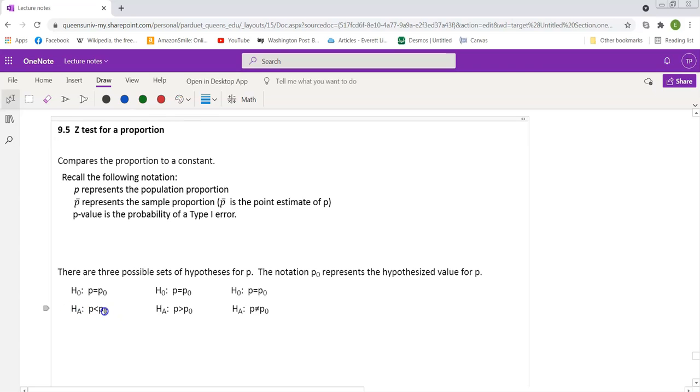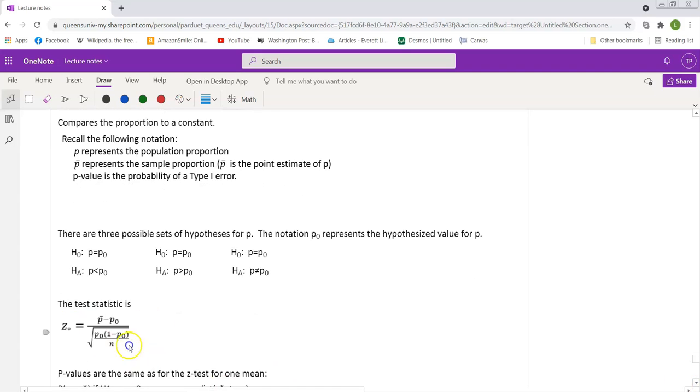The alternative hypothesis could be that P is less than the hypothesized value. It could be that P is greater than the hypothesized value, or it could be that P differs from the hypothesized value. And here's our test statistic.